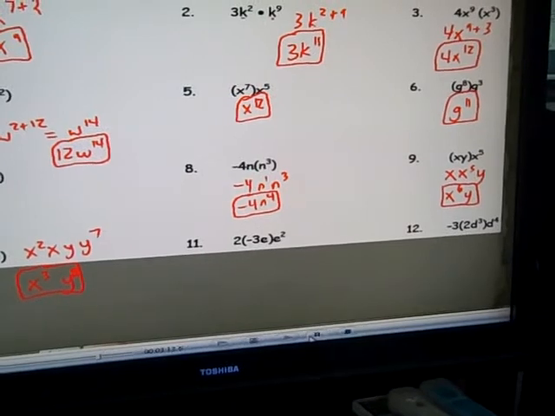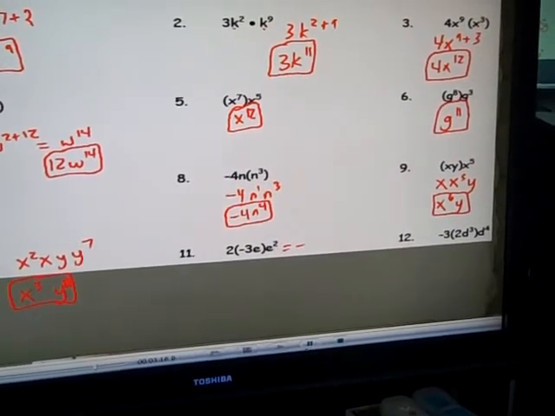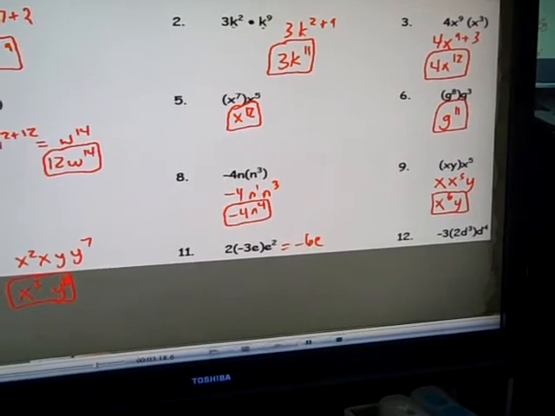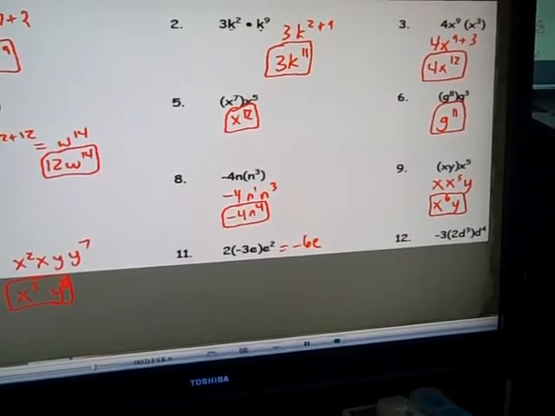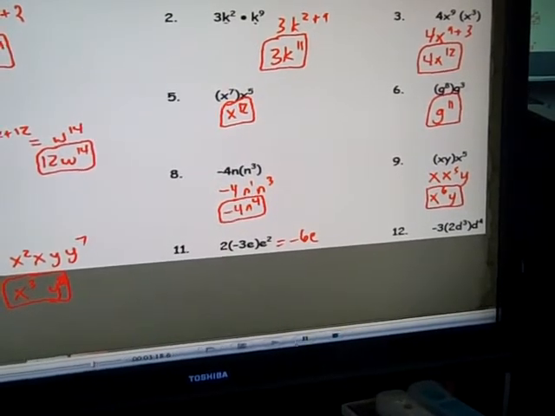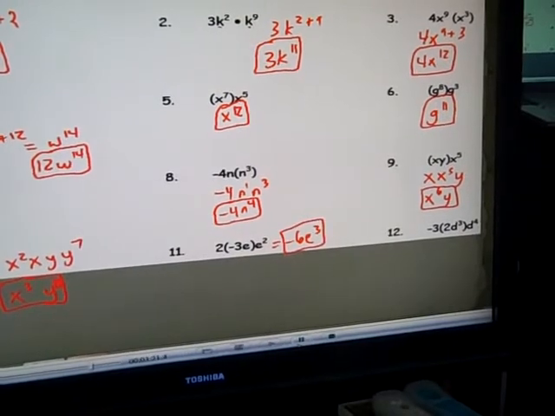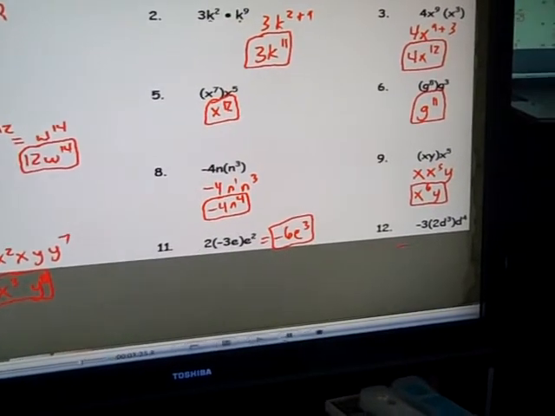Number 11. We do the numbers first. 2 and negative 3, we multiply them, we get negative 6. And then the exponents, e to the third, because 1 plus 2 is 3. Same base, we kept the base, we added the exponents.